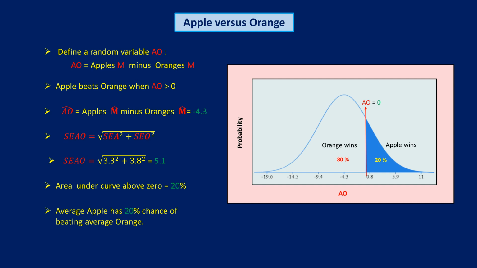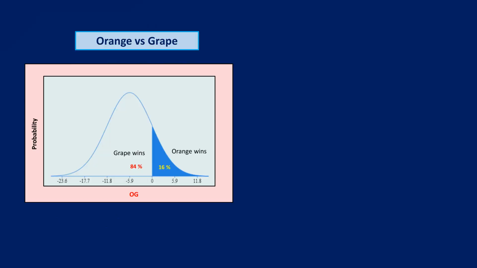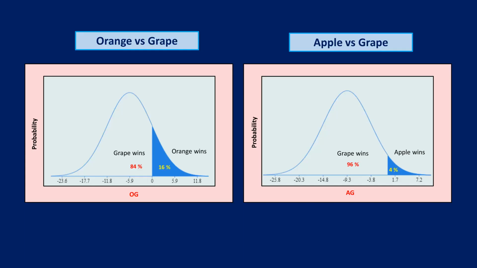We can do the same exercise to calculate the chance that the average orange will beat the average grape, and HackMath tells us the answer is 16%. And the chance that the average apple will beat the average grape turns out to be 4%.